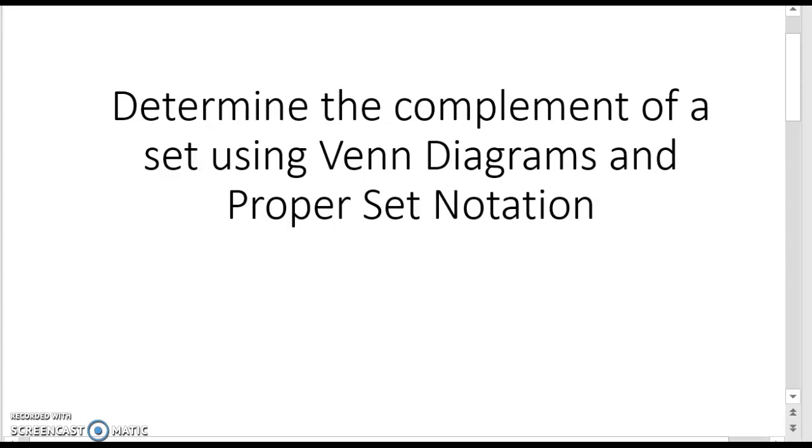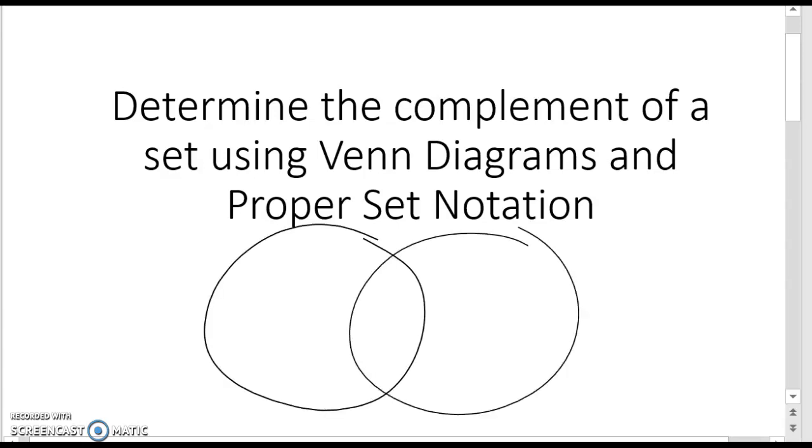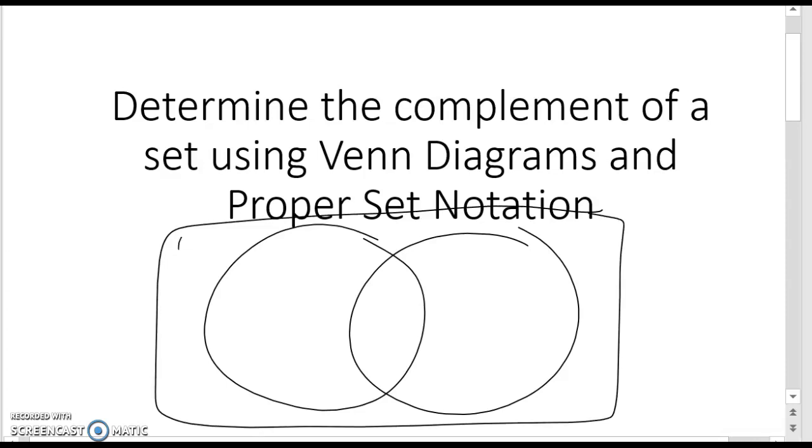We're going to determine the complement of a set using Venn diagrams and proper set notation. So what I want to do first, real quick, is remember a Venn diagram with two sets, because we are going to play with two sets. Outside here, this is the universal set. So everything goes in, and anything inside is a subset of the universal set. And we can depict all kinds of things with Venn diagrams.